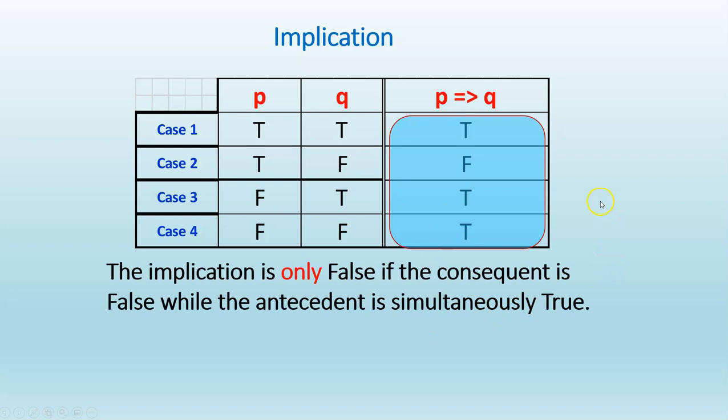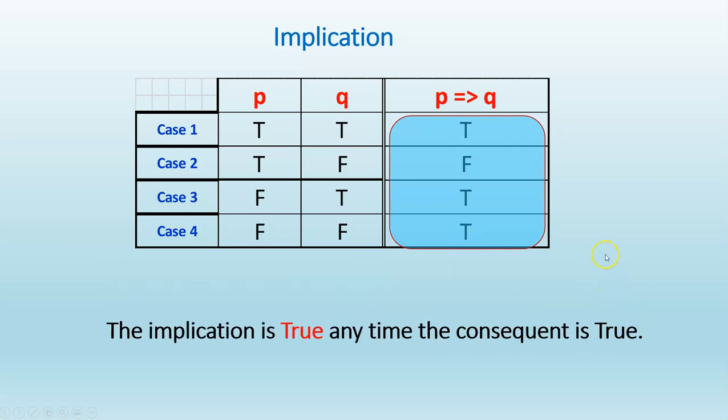The implication is only false. This is really important because it's so easy for students to mess up evaluation of implications. So this sentence is the one sentence that can help them the most. The implication is only false if the consequent is false while the antecedent is simultaneously true. Look at case 2 here. The consequent is false while the antecedent is true. That's the only case where it's false. Here we have the consequent is false, but the antecedent is false, so that's still a true implication sentence. This one is challenging, so I'll have a separate video on that one.